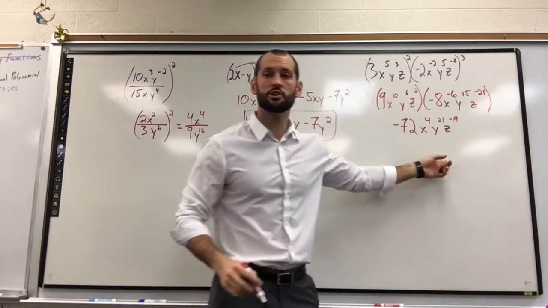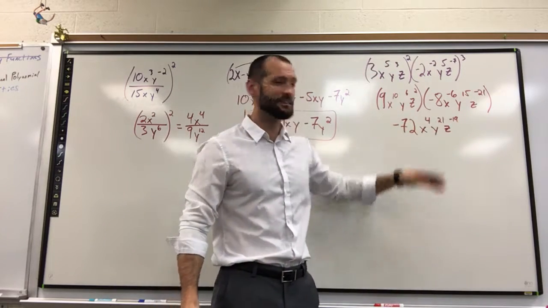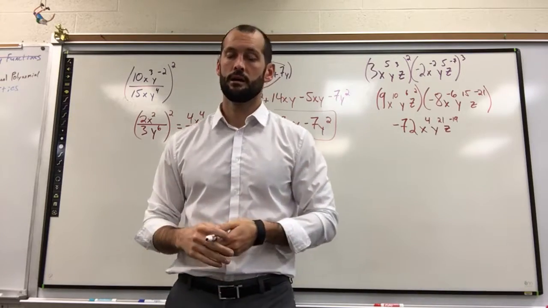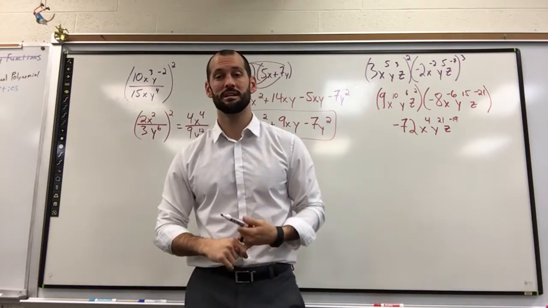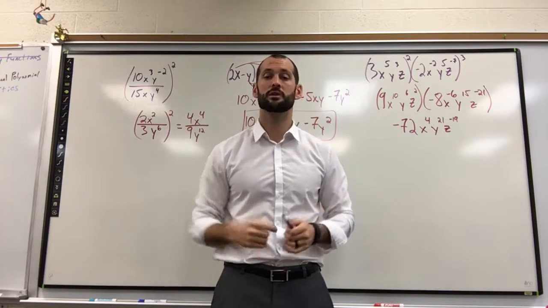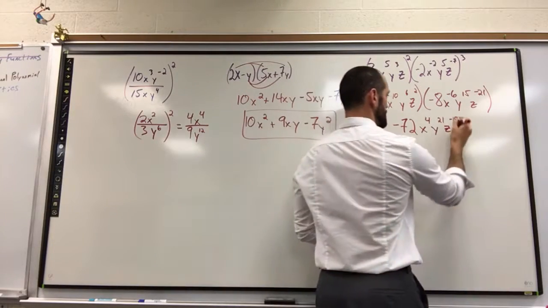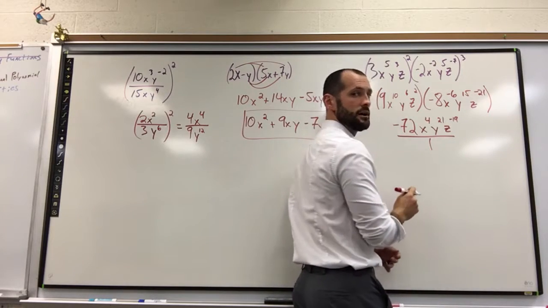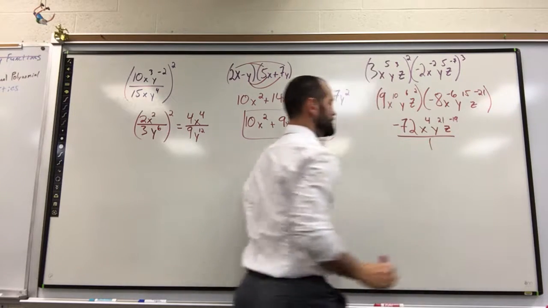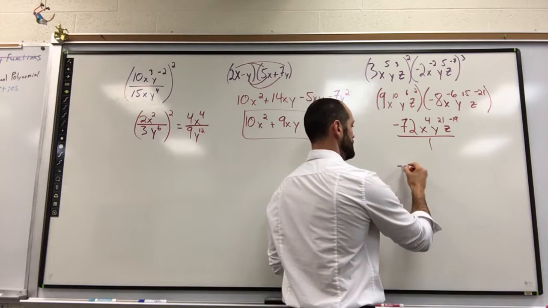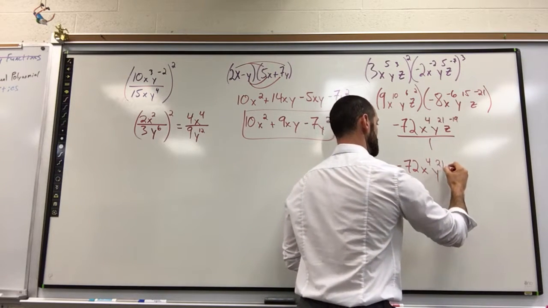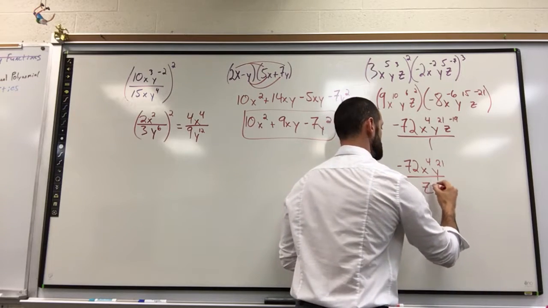Oh, and if you leave this, you're wrong. That is not a final answer that I'll accept. Not allowed negative exponents in the final answer. We already established negative exponents means they need to travel. Negative up top goes to the bottom, but there is no bottom. Oh, but there is. So that'll come to the bottom. Final answer, negative 72, x to the 4th, y to the 21st, all over z to the 19th.